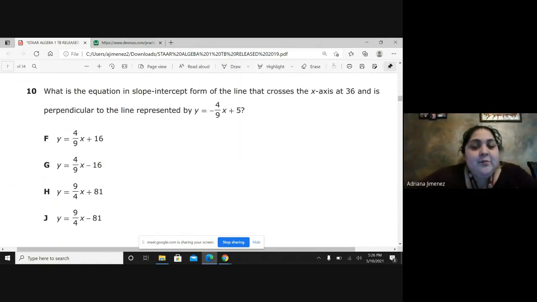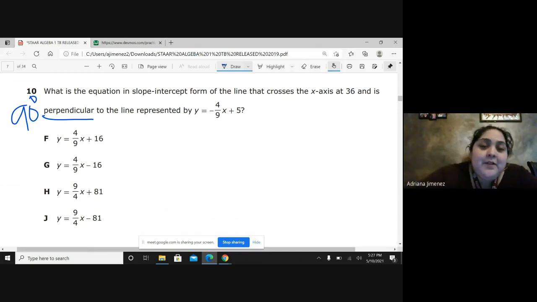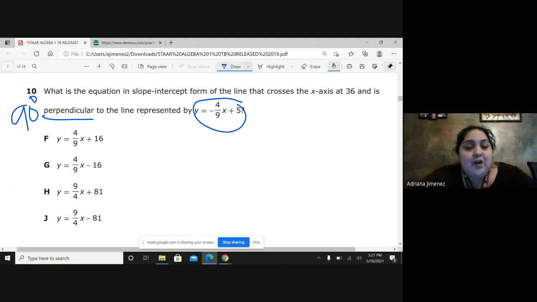Okay. Here's this one. This one says which equation the slope-intercept crosses the x-axis at 36 is the perpendicular to it. All right. Perpendicular means that they're intersecting at a 90-degree angle. Okay, so what we're gonna do first is we're gonna type in this equation first, and then we're gonna type in the answer choices and figure out what's gonna work.